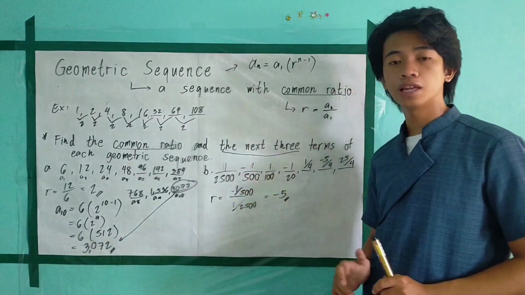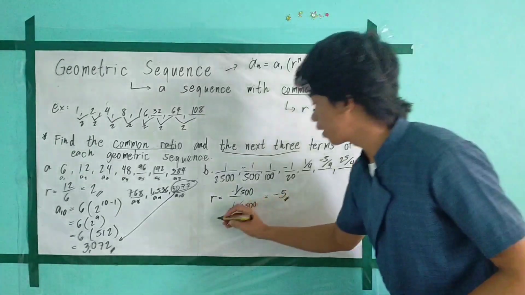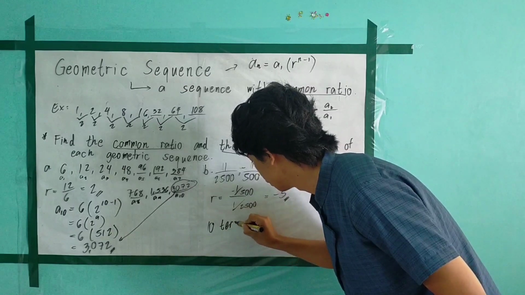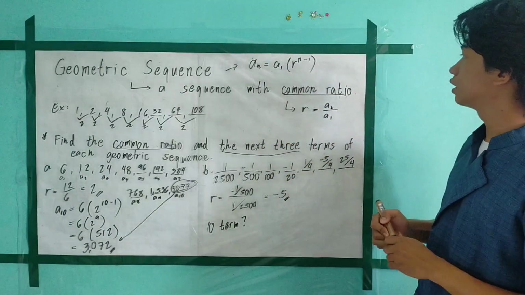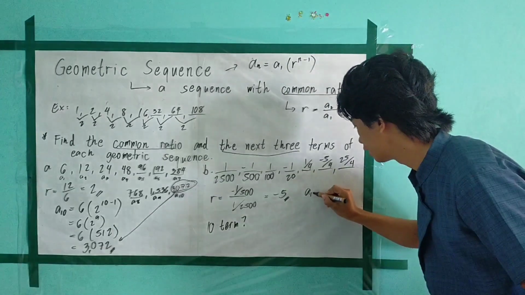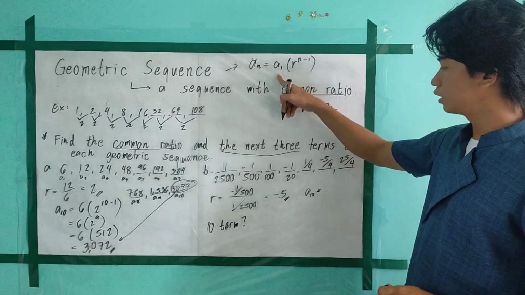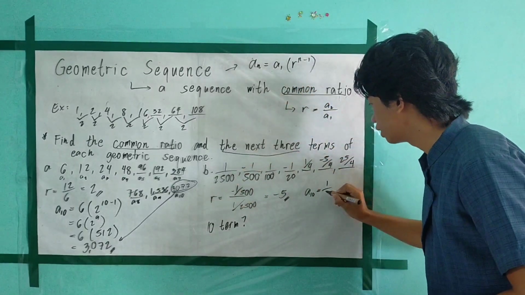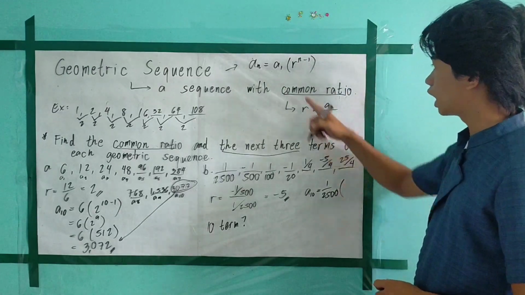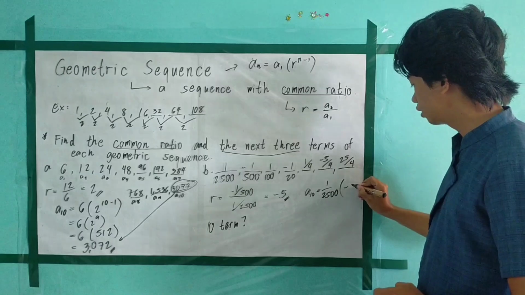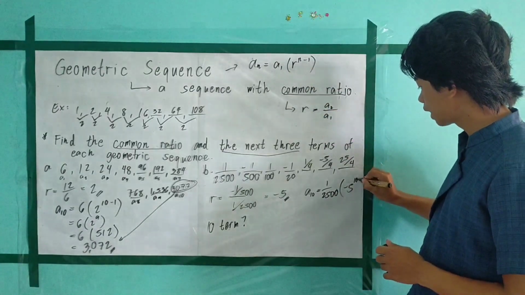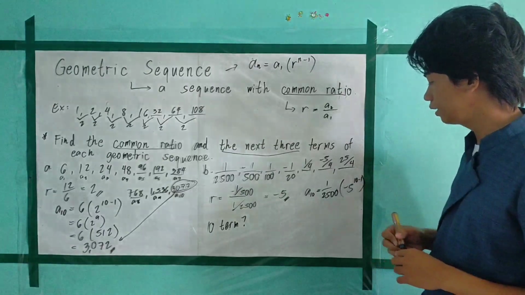Next problem tayo. Problem letter B. Find the 10th term. Let's use this given formula. A sub n. So A sub 10 is equal to A sub 1, we have 1 over 2,500. Multiply to, our common ratio is negative 5. Then, 10 minus 1. Okay?